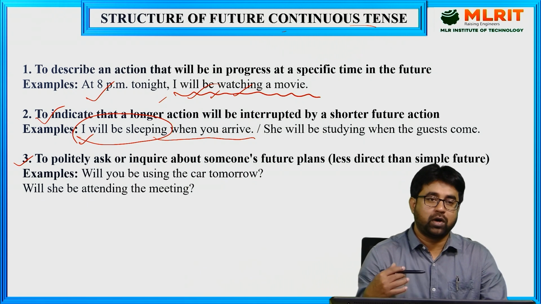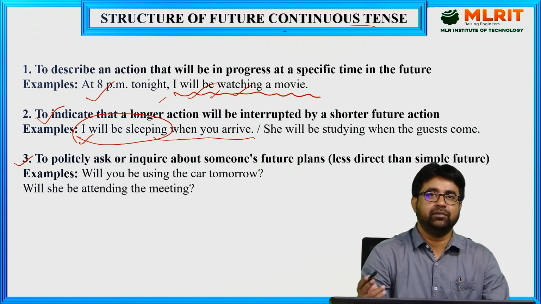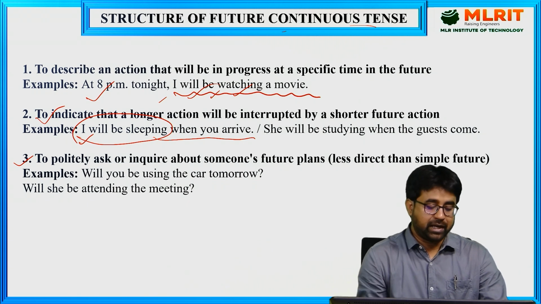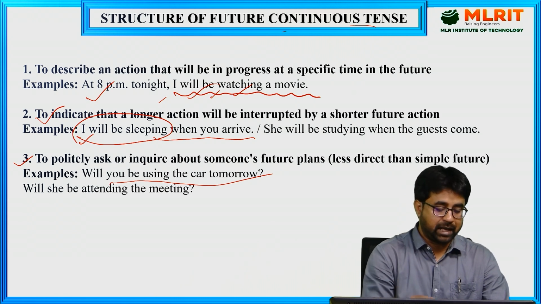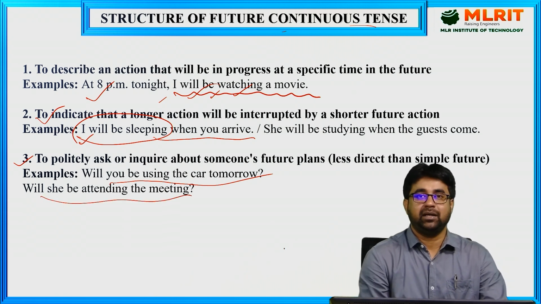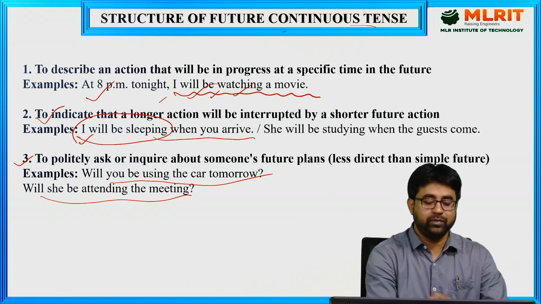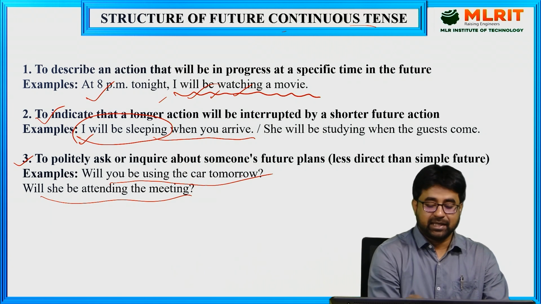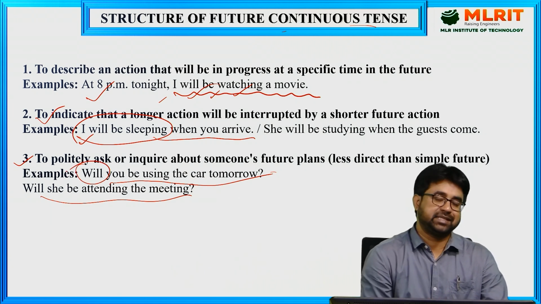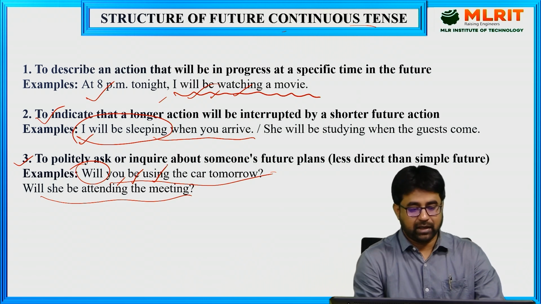Next usage: to politely ask or inquire about someone's future plan. If we want to ask someone politely about his or her future plan, then also we use future continuous tense. Will you be using the car tomorrow? Politely I'm asking about her future plan or his future plan. Will she be attending the meeting? Again, politely I'm asking about someone's future plan. So I'm using future continuous tense. Now, because it's an interrogative sentence, you see, will is coming first. Will you, then be, then V4. Fine. I hope it's clear.